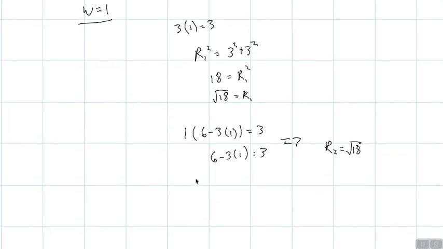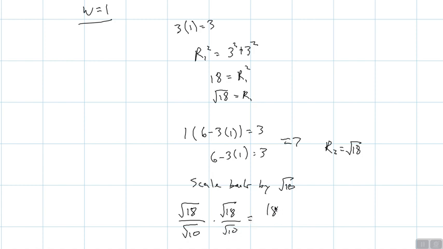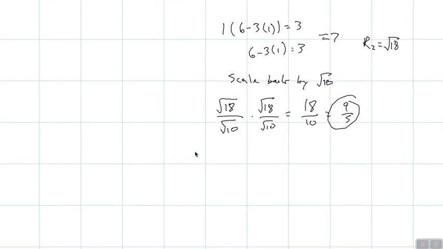But we want to scale back by root 10 to get the true area of R. And so to find the area of R, it's just going to be root 18 over root 10 times root 18 over root 10, and we get 18 over 10, which is 9/5. So that's one possible area for R.